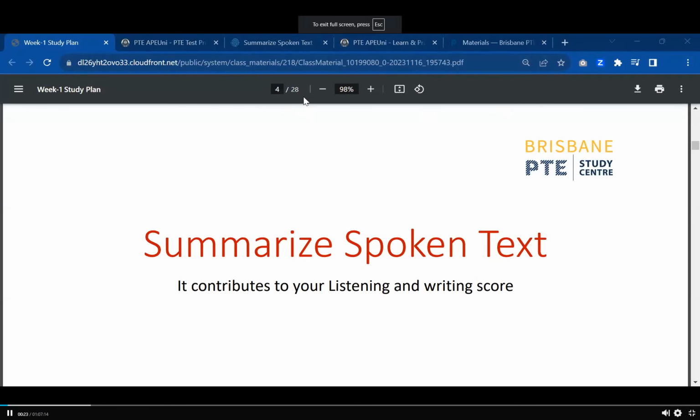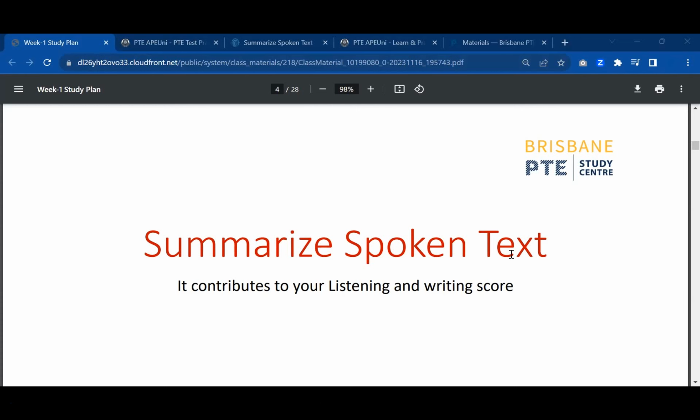Today we have two very important topics. First one is summarize spoken text, and the second one that we will be discussing is retell lecture. Both of these topics are really, really important for you guys, whether you are targeting 65 plus or 79 plus. We need a retell lecture score, and also a summarized spoken text score. Both of these topics are also contributing score towards two sections each.